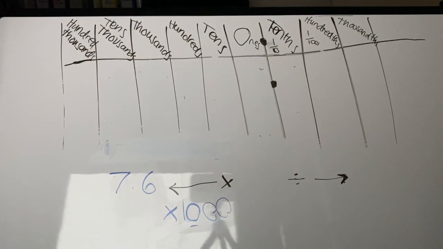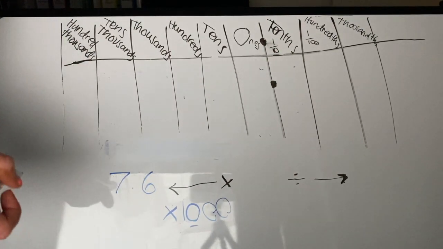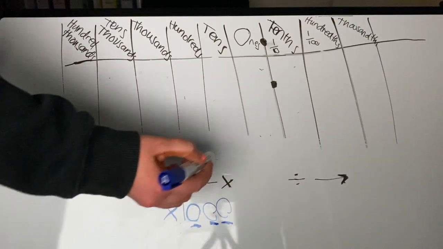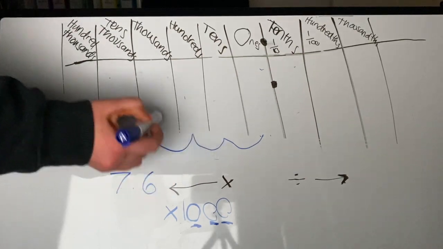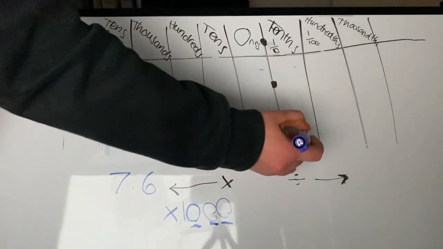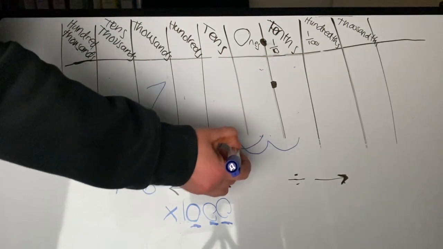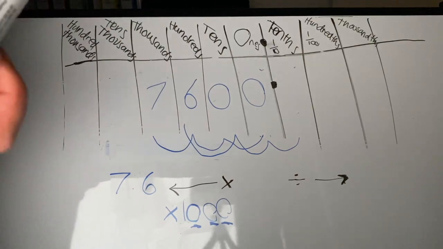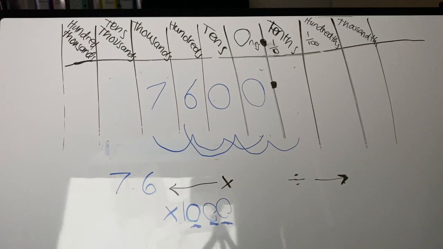When I times 7.6 by 1,000, the 7 is going to move 3 place value columns to the left from where it started in the ones to the thousands. The 6 is going to move 3 place value columns as well to the hundreds, and then I'll use 2 placeholder zeros to represent 7,600.